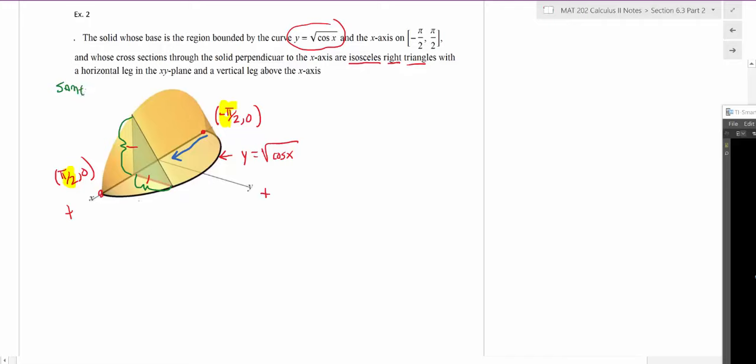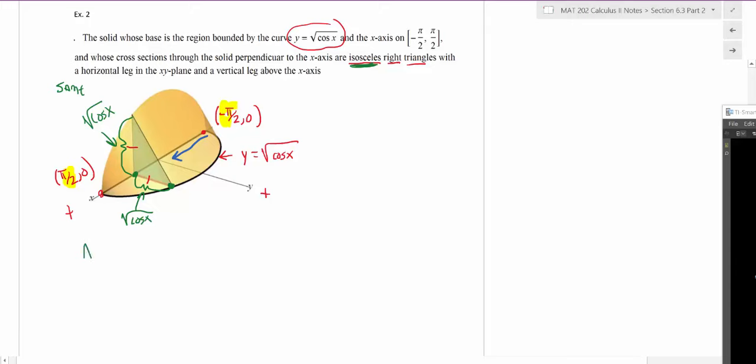Okay, so this is just going to be given by the distance between the y value on the curve and 0. So that distance right there is just y equals square root of cosine x. What you're really doing is square root of cosine x minus 0, so you just get square root of cosine x. So these two sides are going to be given by the function. This side is going to be square root of cosine x, and this side right here is also square root of cosine x. Again, this is an isosceles right triangle, so the sides are equal to each other.